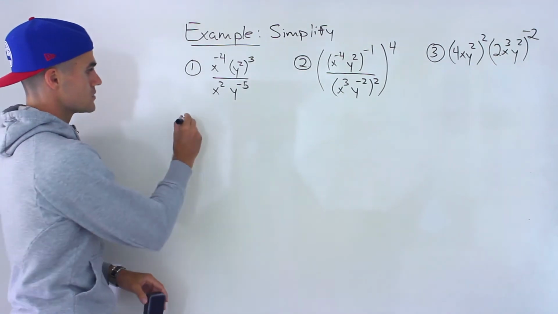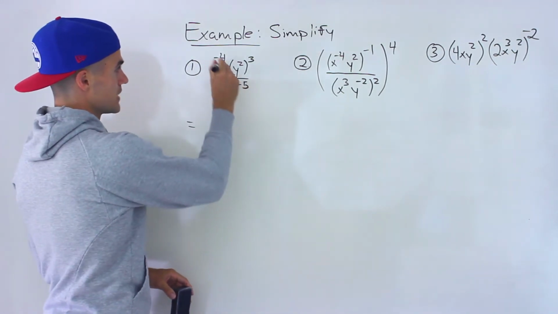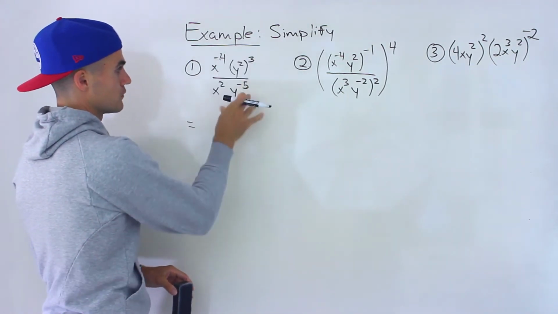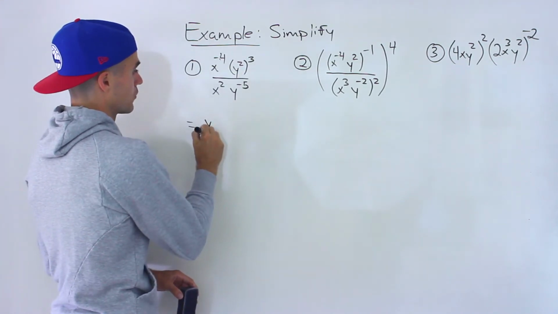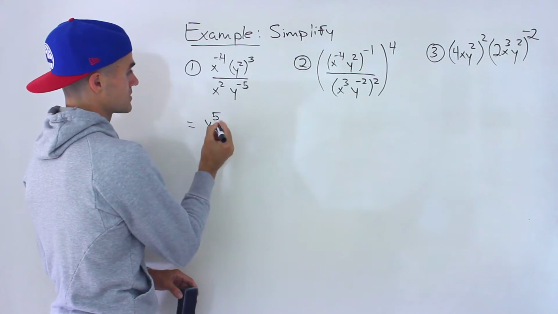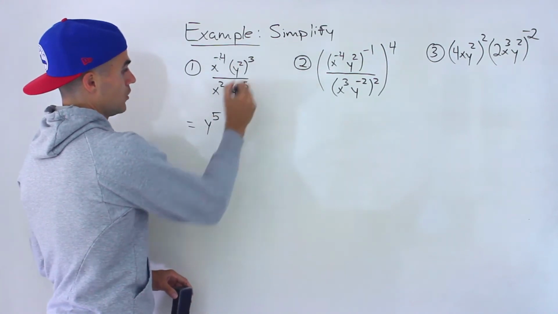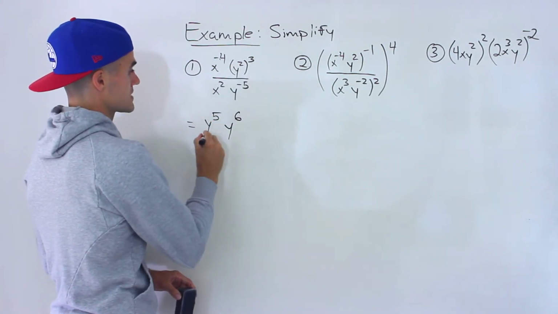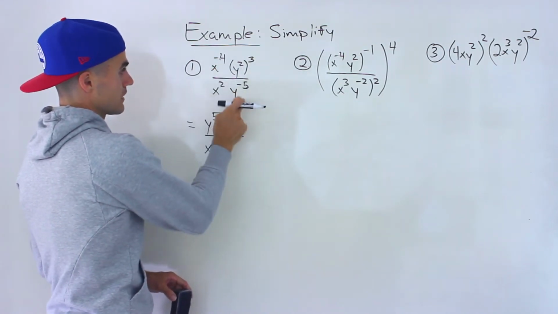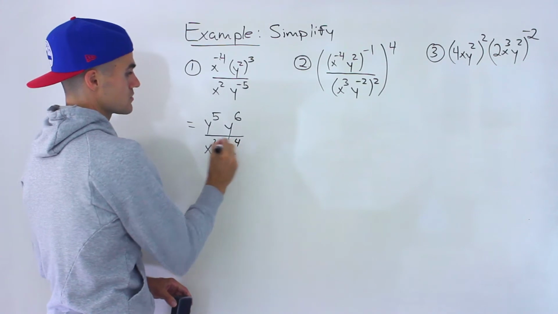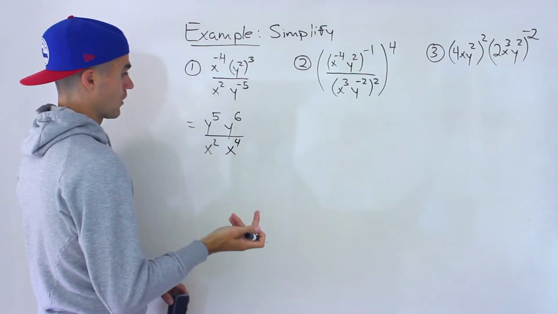Now, first thing I'm going to do is take these two negative exponents and flip them to change them to positive. So the y to the negative 5 I'm going to bring up, that's going to become positive 5. These two I can multiply, so that would end up being y to the 6. And then I'll have x to the 2, and then the x to the negative 4 I bring down, that changes to x to the positive 4.